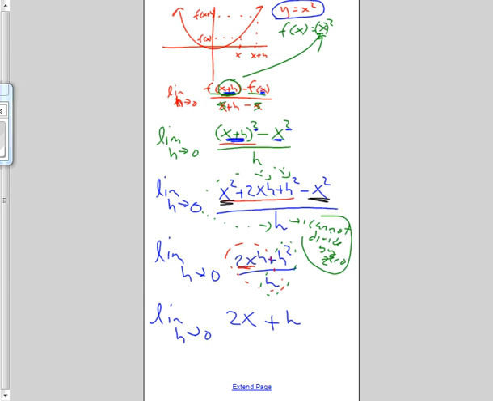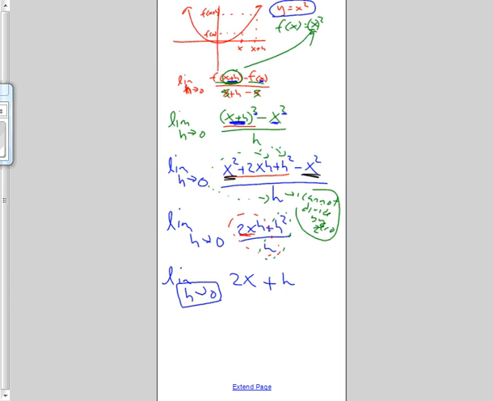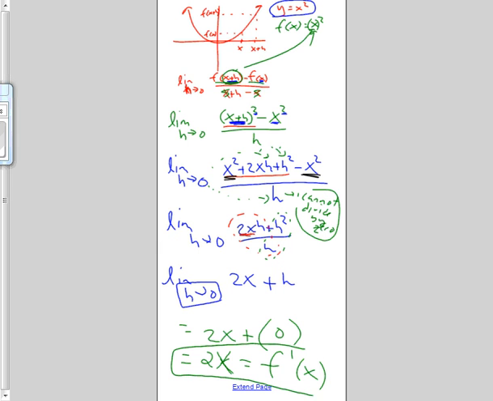So since we don't have h in the denominator, we can now let h approach 0. And when we let h go to 0, we have 2x plus 0, which is just 2x. And what is that? That is my derivative function, and it's what I should expect. Because looking back at what we did yesterday, that's what our tangent line graphically approximated derivative function was.